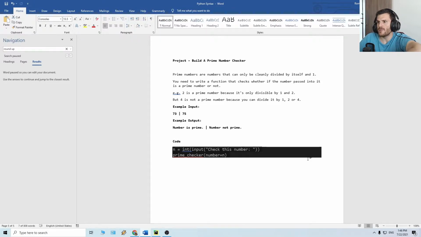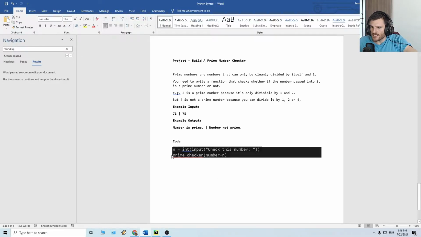Prime numbers are numbers that can only be cleanly divided by itself and 1. You need to write a function that checks whether the number passed into it is a prime number or not. 2 is a prime number because it's only divisible by 1 and 2. But 4 is not a prime number because it can be divisible by 1, 2, and 4.